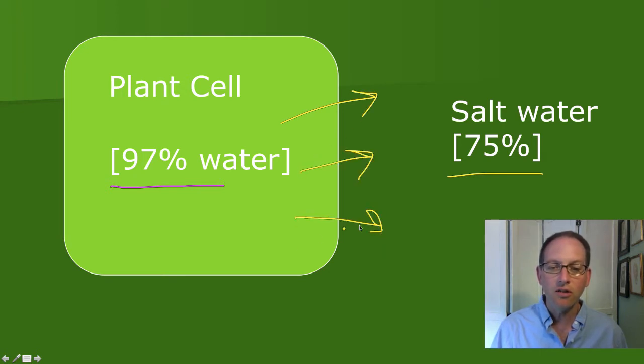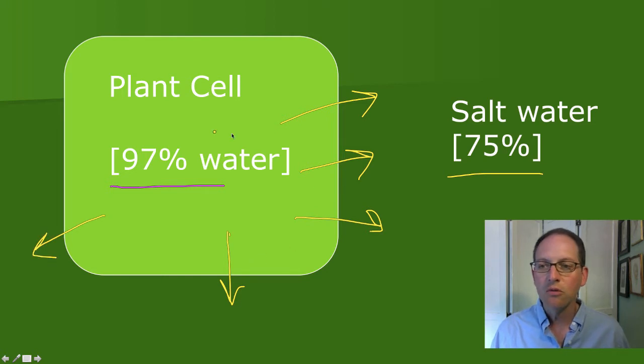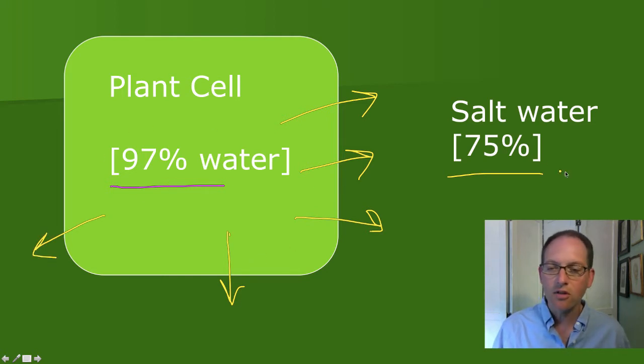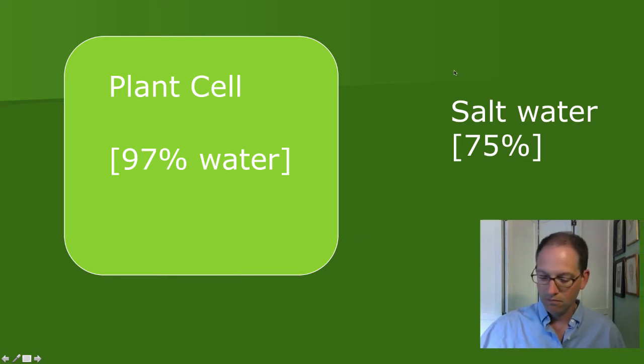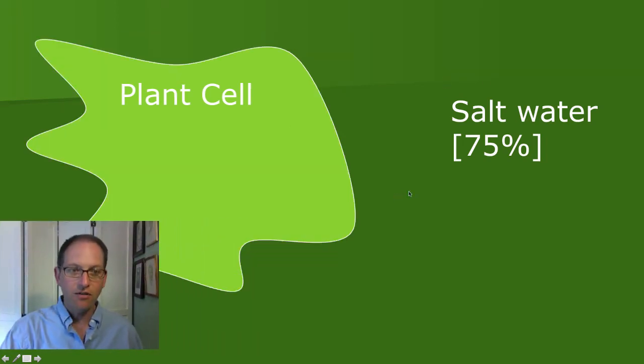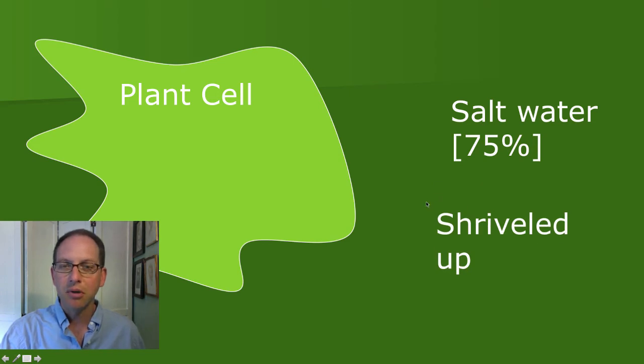And I would like you to draw this on your sheet. The water will move from where it's highest to where it's lowest. And then, as we all know, you're going to have this all shriveled up plant because it's lost its water. Here's another example.